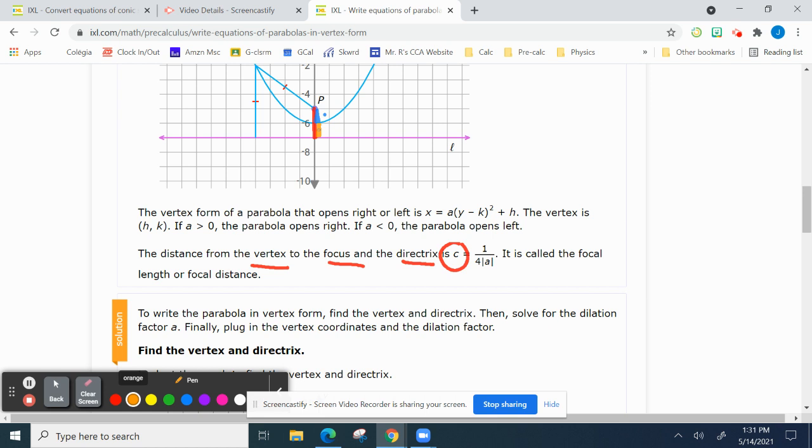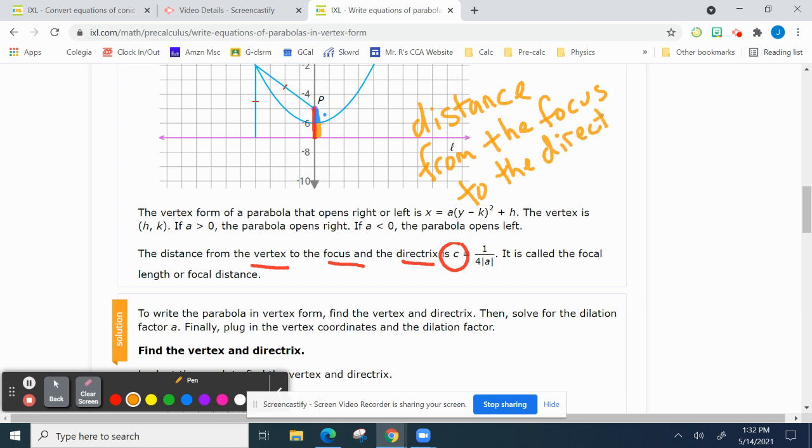So the distance from the focus to the directrix through the vertex, in other words, that line right there, is 2c.